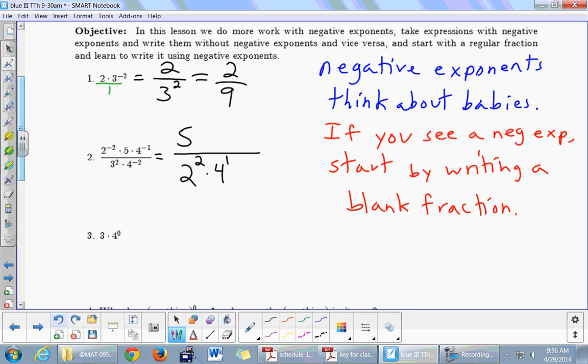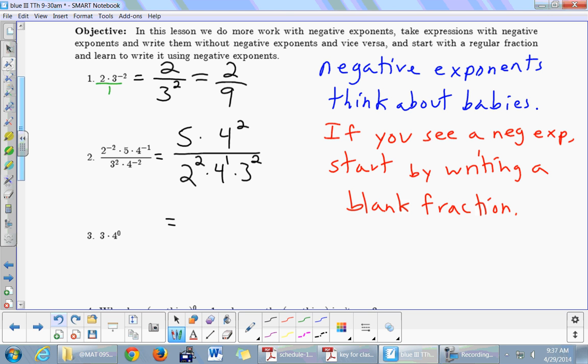Now we move downstairs. First thing I see is a 3 squared. It stays. So we'll put it right down there, 3 squared. Next thing is a 4 to the negative 2. Goes upstairs and becomes 4 to the positive 2. Good. Okay, so we have accomplished getting rid of all those negative exponents. All the exponents are positive now.